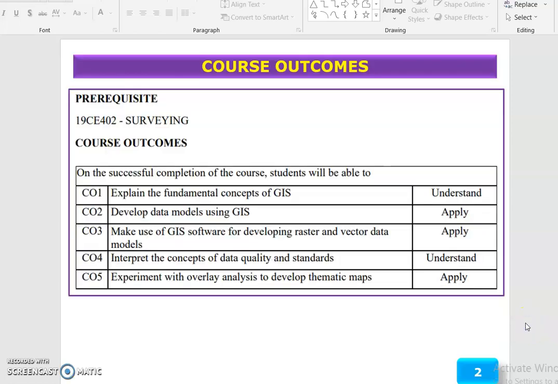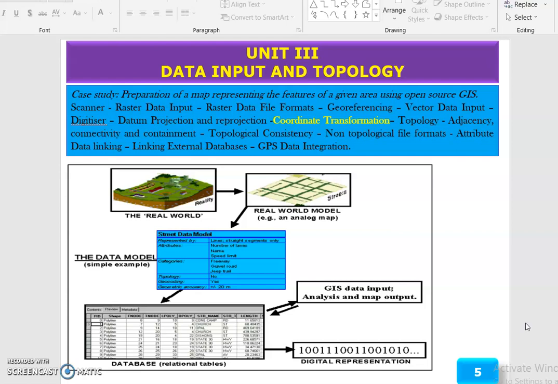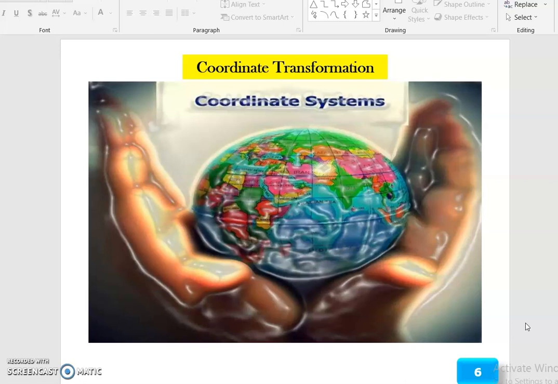Good morning to all. Today we are going to discuss Unit 3 Data Input and Topology. The topic is Coordinate Transformation. So it is an important topic, like we have to change entirely the things, the 3D or whatever we have seen in the world, into a map. So coordinate is important in the places.